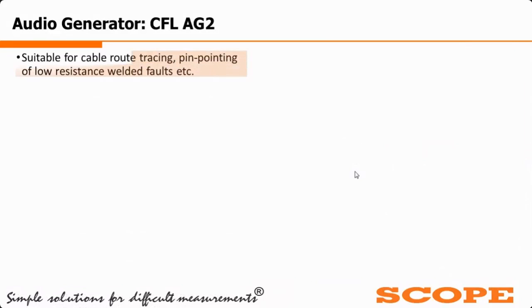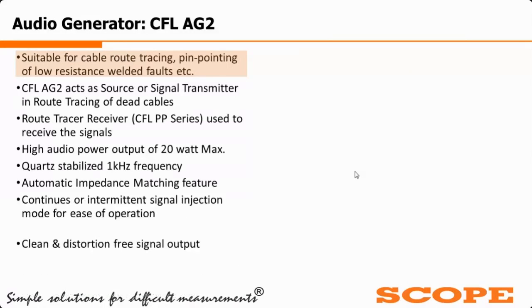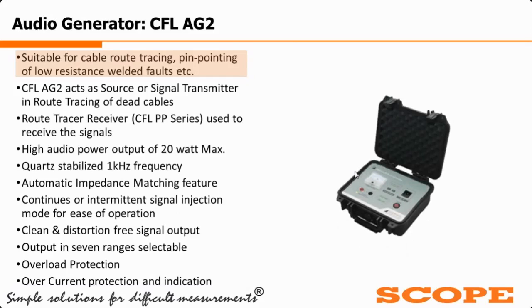The next one is the audio generator. The audio generator mainly acts as the signal transmitter for route tracing purposes, with a 20 watt maximum output power. It has various protections provided, and it gives a stabilized frequency so that you will not get any disturbance while route tracing. This is all about the CFL-AG2. It is a very lightweight 2 kg instrument, so that you can easily transport it.